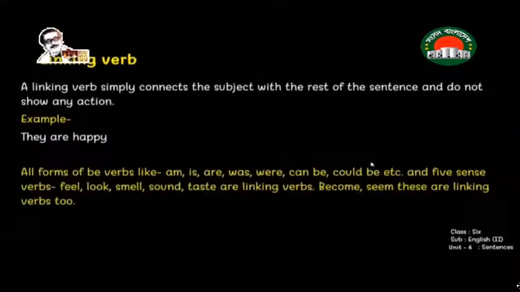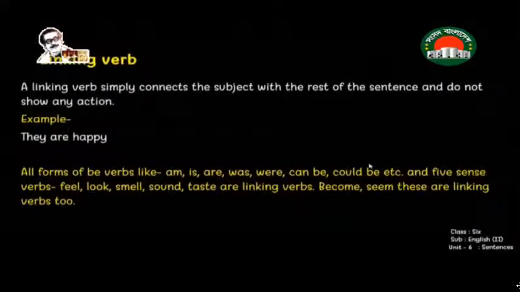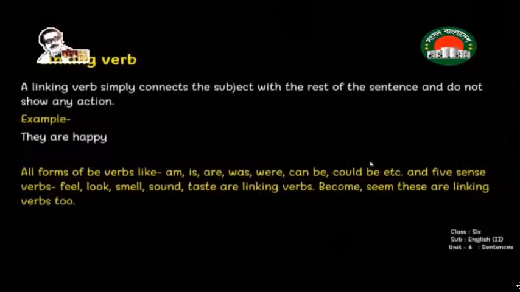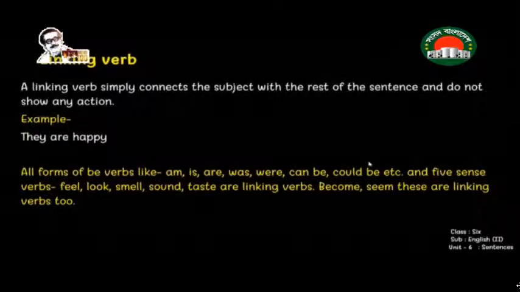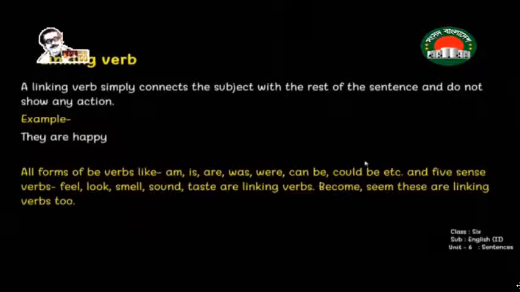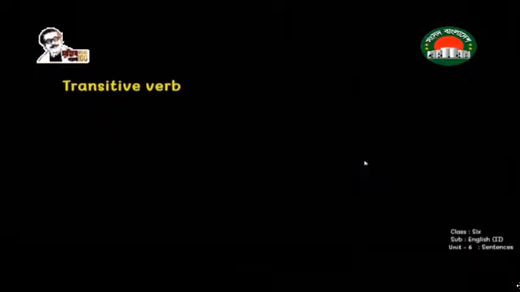So all forms of be verbs like am, is, are, was, were, can be, could be, etc., and five sense verbs like feel, look, smell, sound, taste are also linking verbs. Become, seem, these are linking verbs too. So now we will talk about transitive verb.